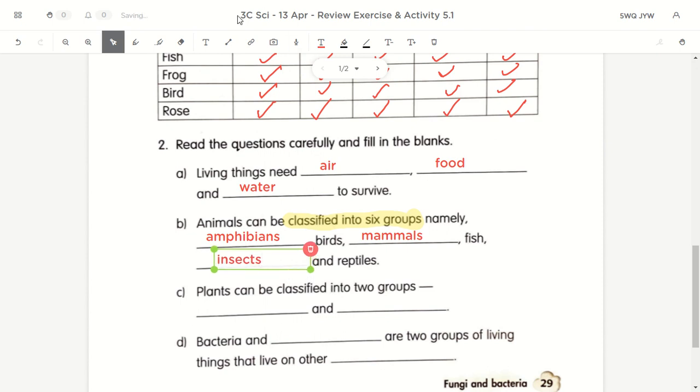Next one. Plants can be classified into 2 different types. So there are 2 different types of plants that we have learnt. One is called the flowering plants.